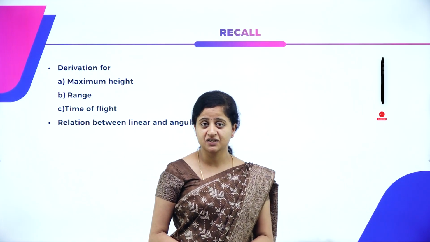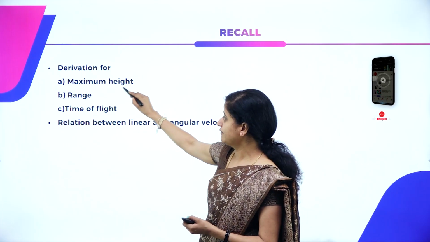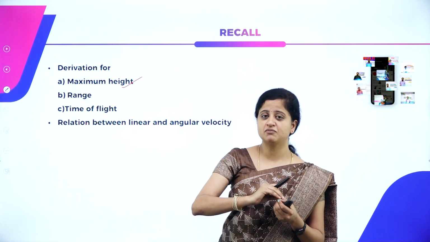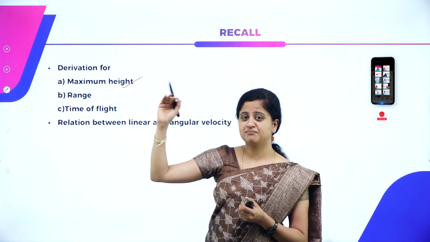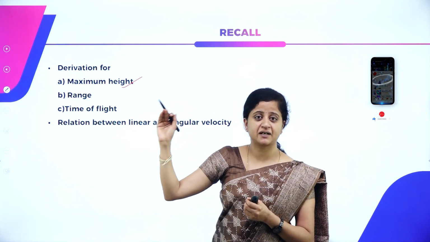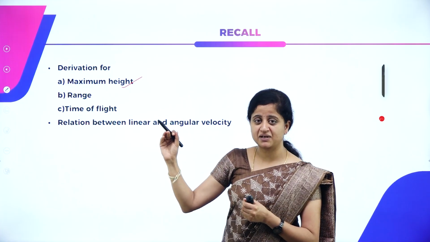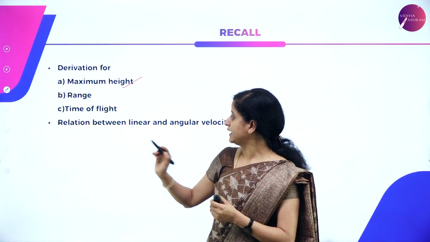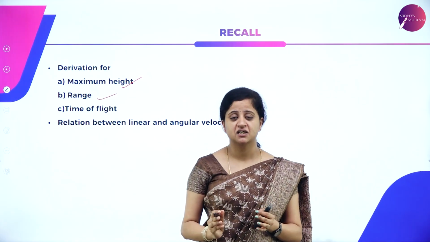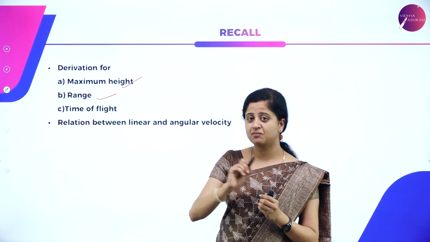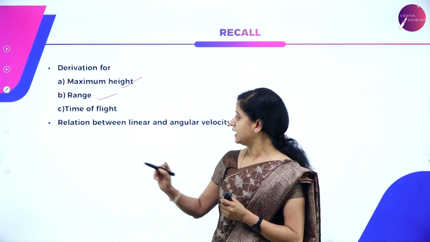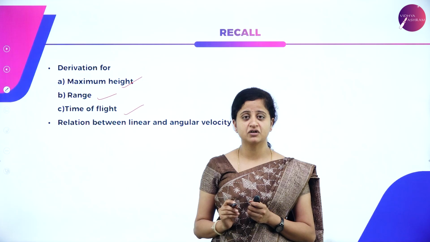So in the last session, we were discussing the derivation of maximum height, which means in a projectile motion, if an object is thrown into space, what is the maximum vertical position the object can go? How can we find the maximum height with an expression is what we have already derived in the last class. And we even derived an expression for range. So what is range? It is nothing but the maximum horizontal distance covered by an object in a projectile motion. And also we have derived an expression for time of flight.